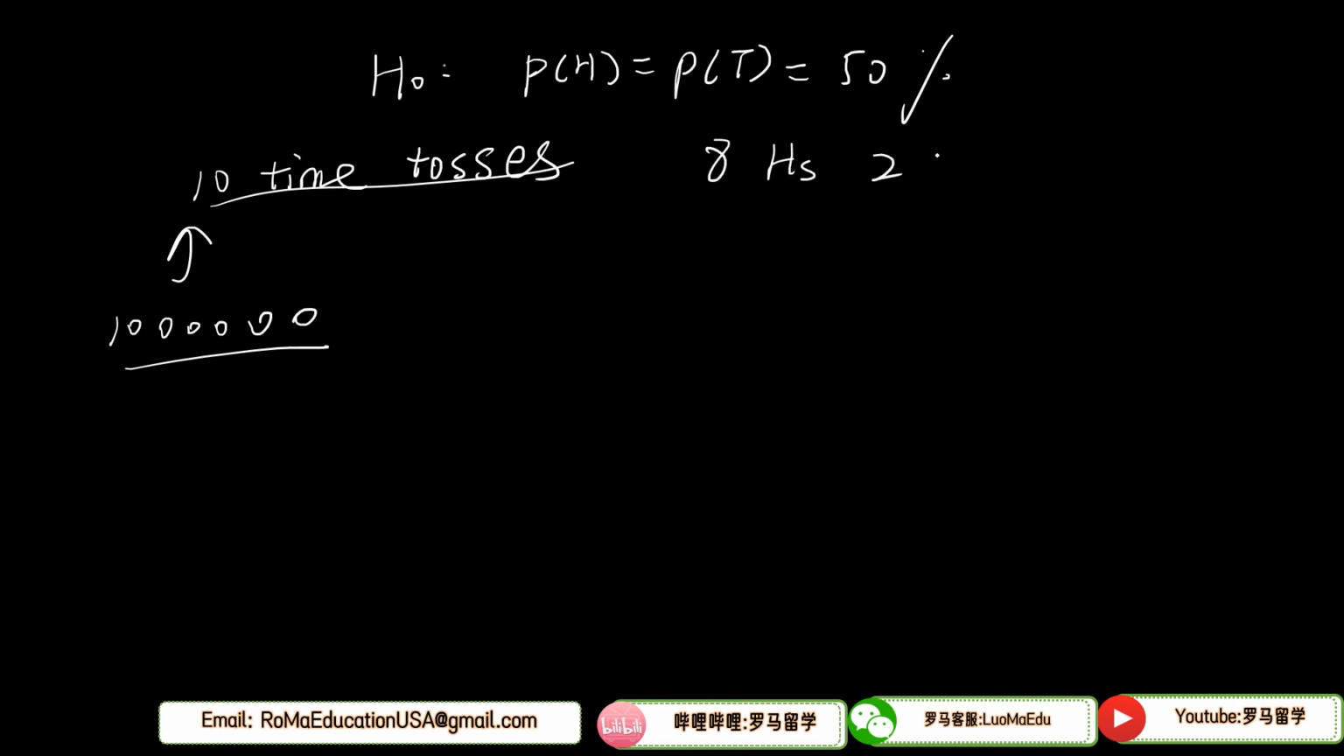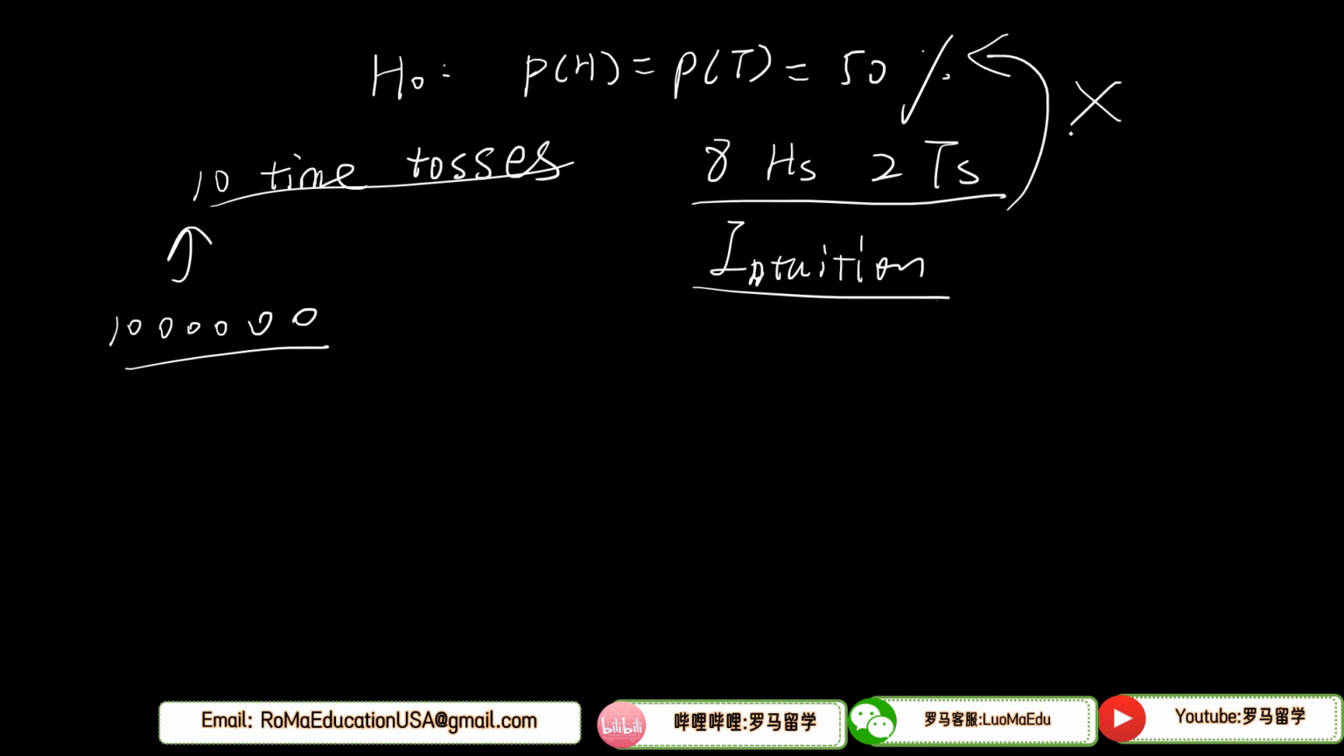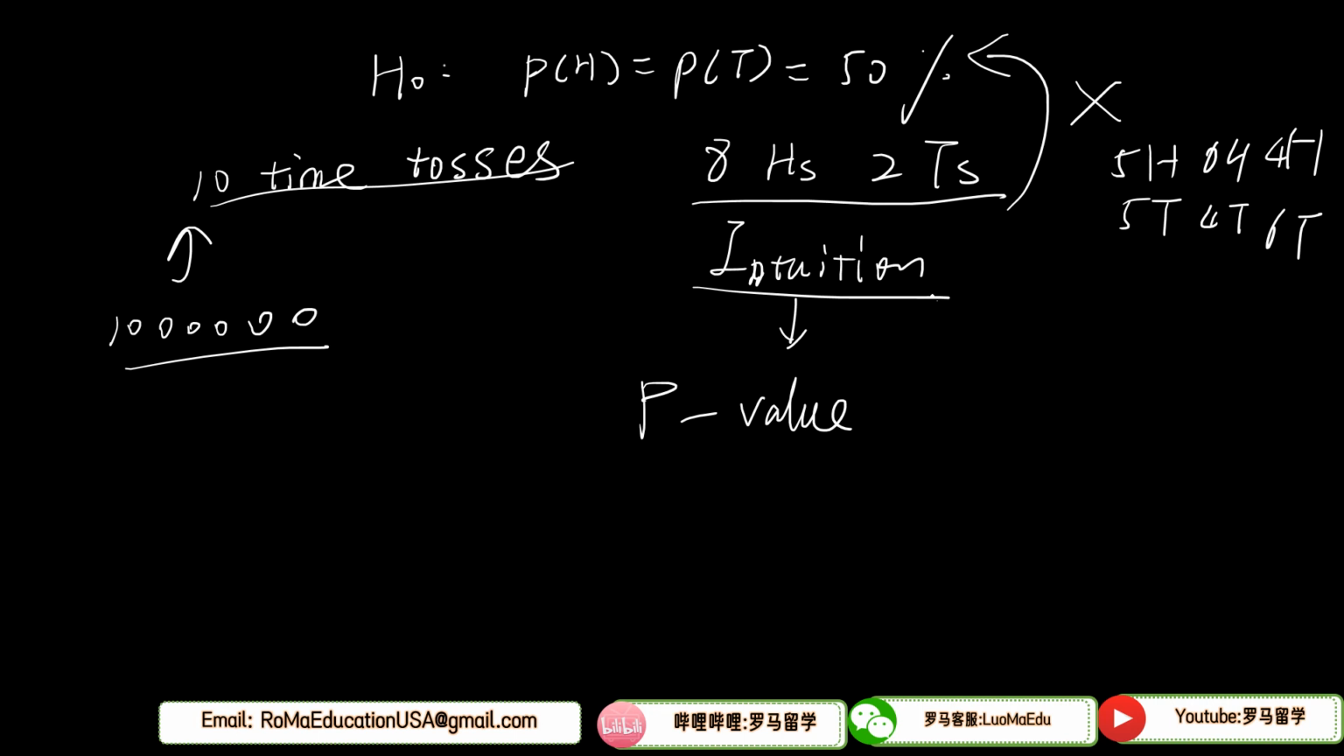So if we got a result like 8 heads and 2 tails, from intuition, it seems not a fair coin because the number of heads is far more than the number of tails. So if it is a fair coin, the number of head and tail should be 5 head, 5 tails, 6 head, 4 tails, or 4 head, 6 tails. The probability of such experiment result is called p-value. So what is p-value? P-value is the probability of experiment result, assuming that the null hypothesis is correct.